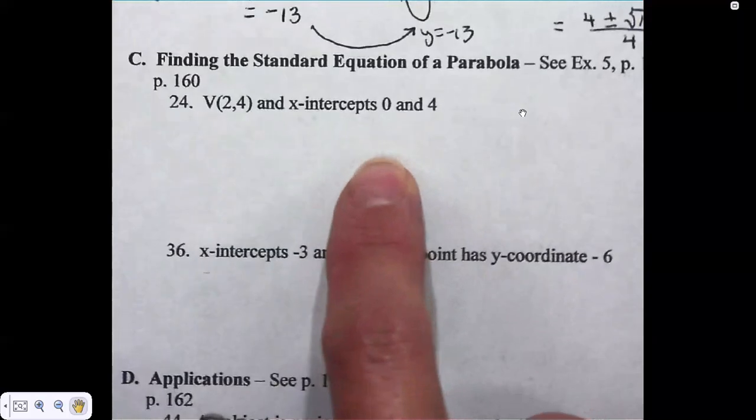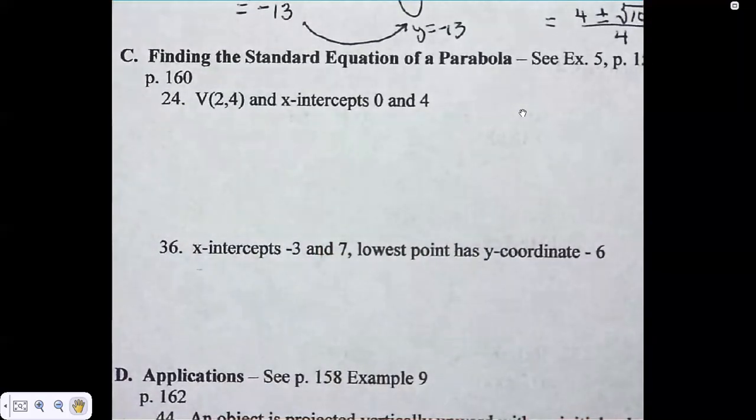And number 24, I'm given two pieces of information. I know the vertex and I know the x-intercepts. If that's all I know, how can I find the equation of the parabola? If I said I wasn't given the x-intercepts, how many parabolas could you draw with a vertex (2, 4)? Infinitely many. They could be concave up, they could be concave down, they could be wide, they could be skinny. So if all you gave me was the vertex, there are infinitely many parabolas that would have that vertex. But there's going to be only one parabola that has that vertex and these two x-intercepts.